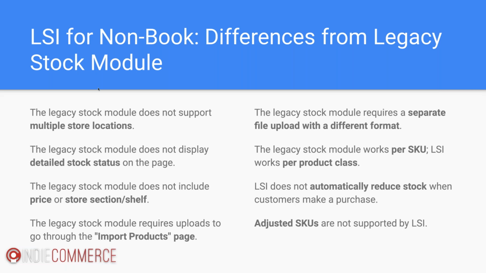The legacy stock module worked per SKU, whereas LSI is per product class, making it easier to turn it on and off for different types of products. One major difference to note, if you are using the legacy stock module, LSI does not automatically reduce stock when customers make a purchase. So with the legacy stock module, if you had 5 in stock and a customer bought 3, you would have 2 in stock after that order went through checkout. With LSI, we don't debit the numbers when customers buy something. And that is consistent with how LSI has always worked for print books as well. When customers buy books, we do not debit LSI numbers.